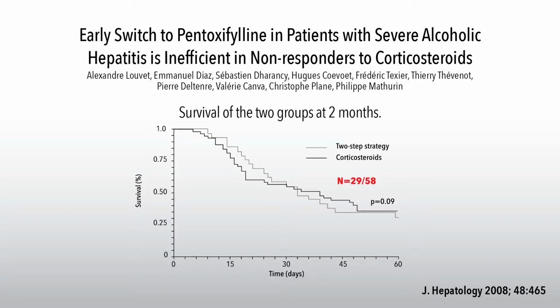A little bit more on TNF inhibition. Pentoxifylline switch in severe alcoholic hepatitis is ineffective in non-responders to steroids. So if you're looking at somebody who's not responding to corticosteroids, switching to pentoxifylline did not appear to be useful. Guidelines, 2017, just published. Pentoxifylline is listed as an option in selected patients with alcoholic hepatitis.